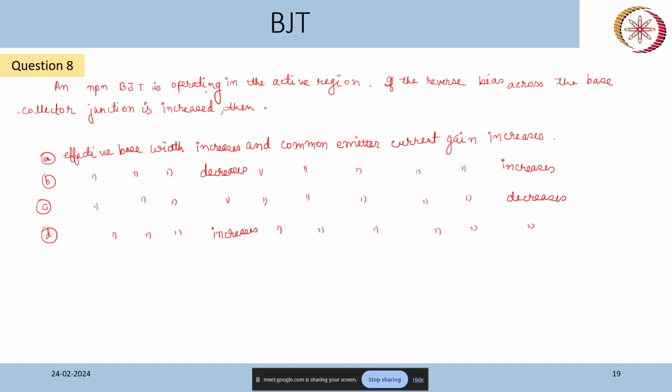Okay, so the BJT is in the active region, and if the reverse bias voltage across the base collector junction is increased, what will happen to the effective base width and the common emitter current gain? So what is common emitter current gain? That is beta. So how will it be affected by reverse bias voltage?